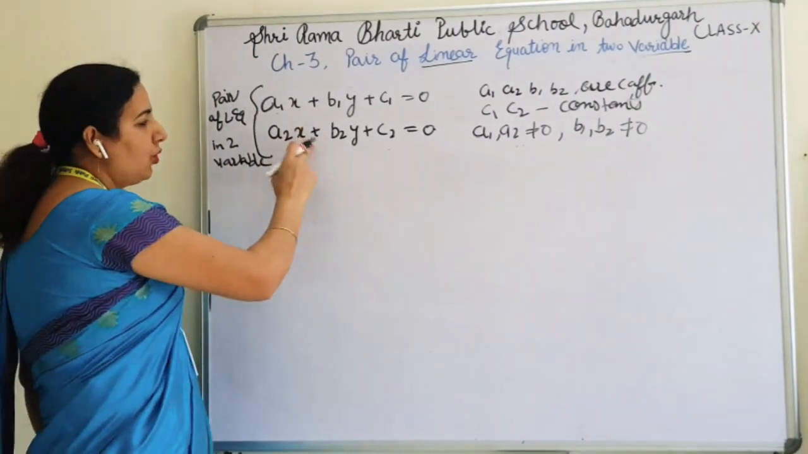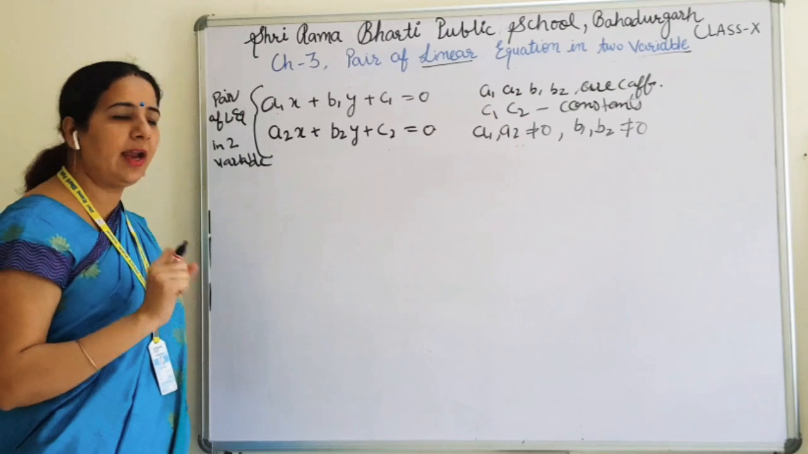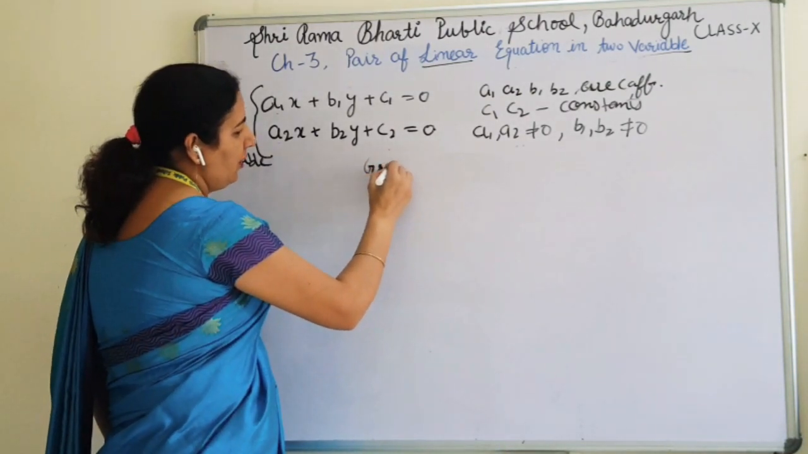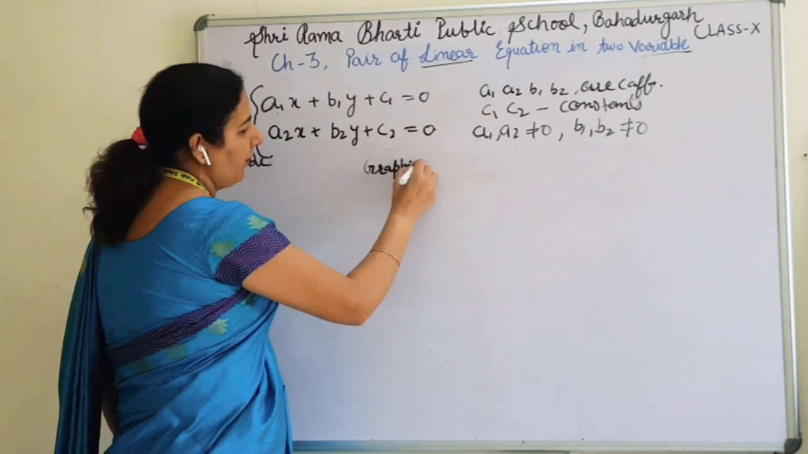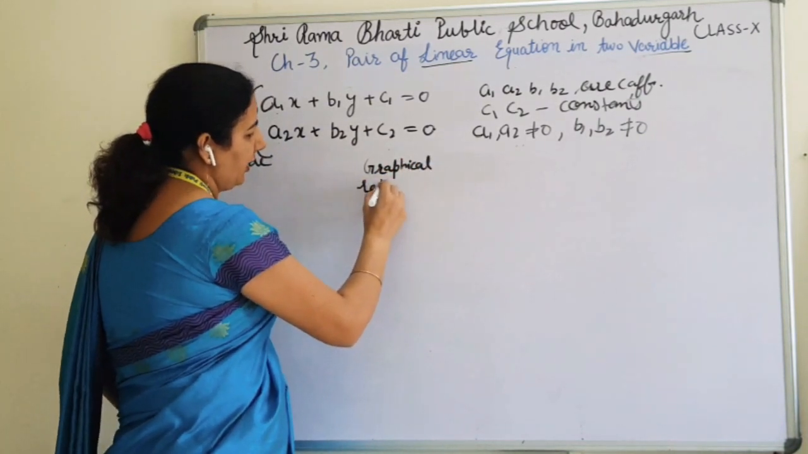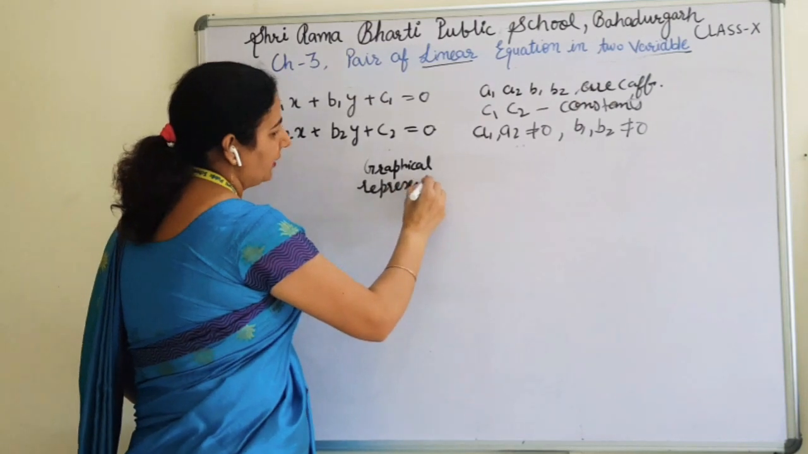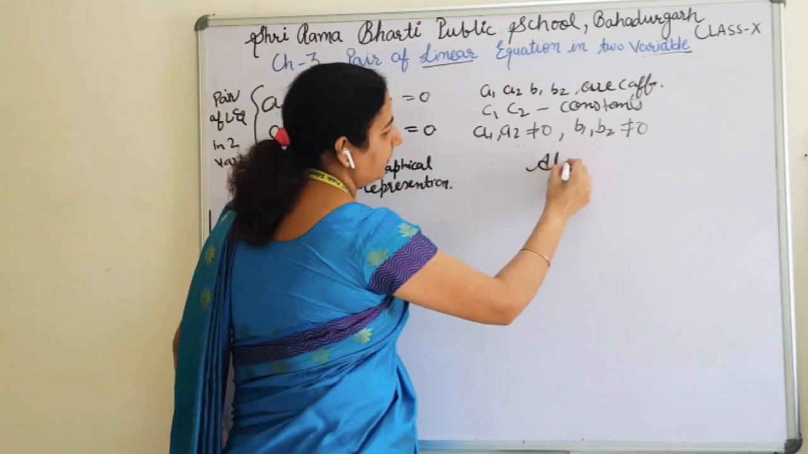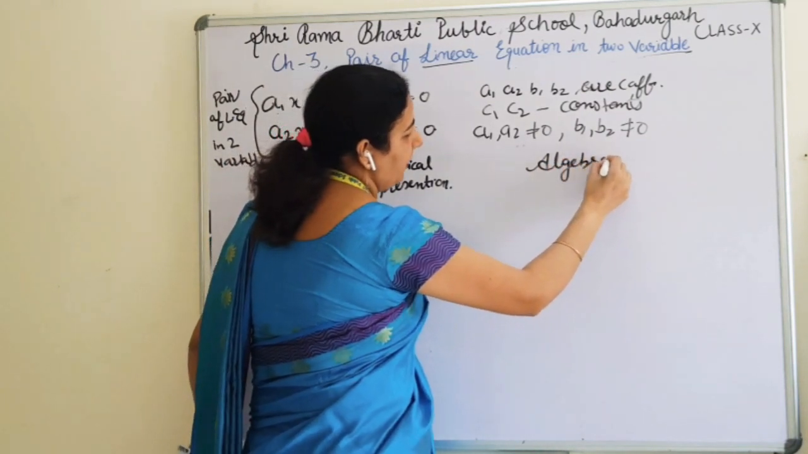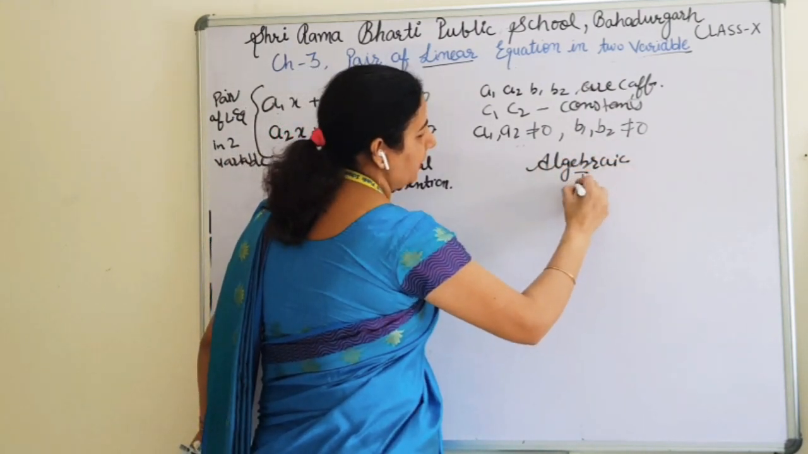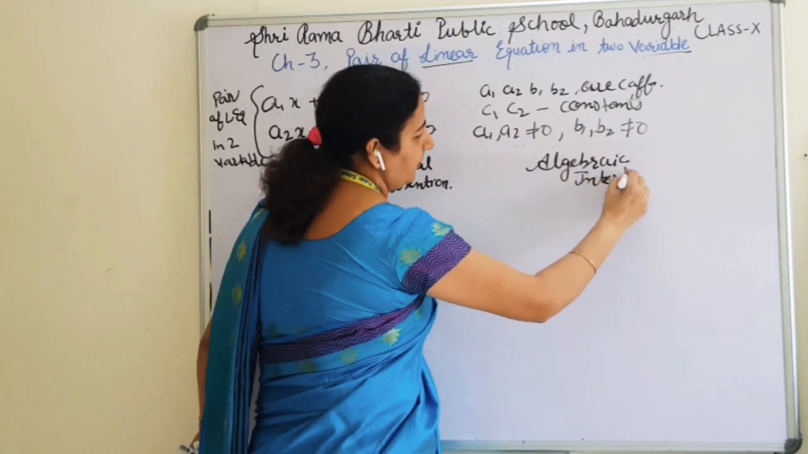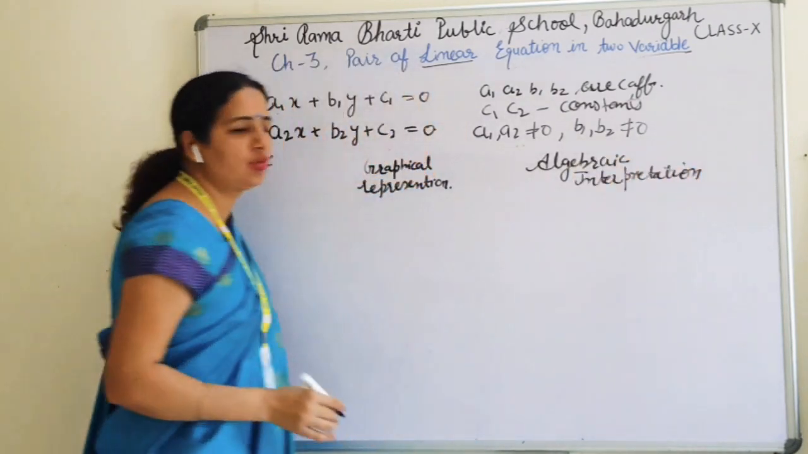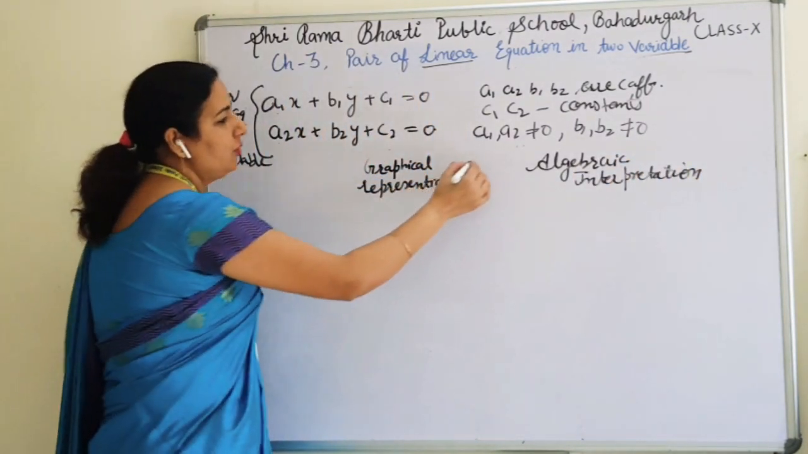So for solving this pair of linear equations, we have two methods. First one is graphical representation, and the second method is algebraic interpretation. So for solving these, we can use these two methods. How will we use these two methods?